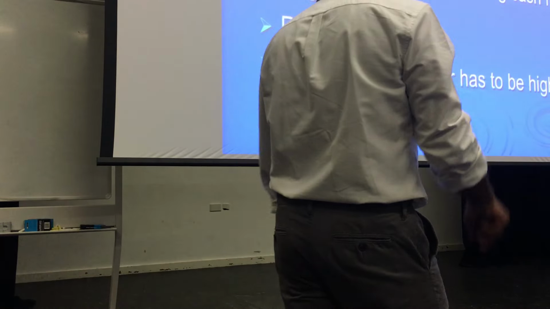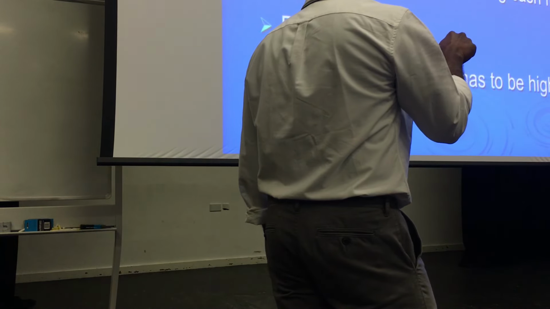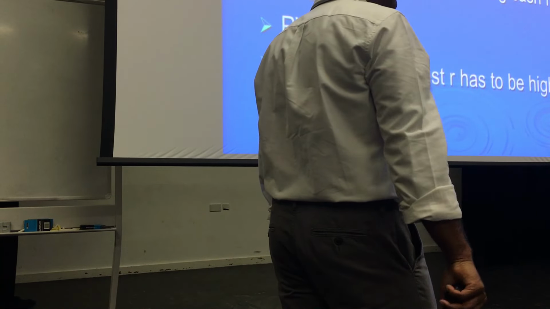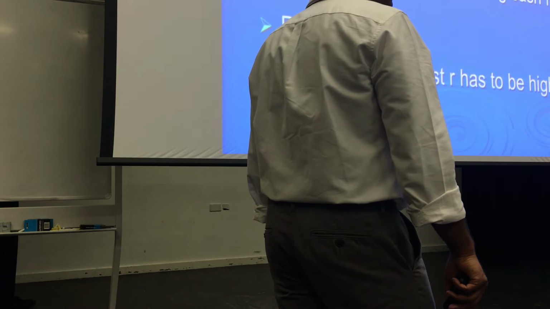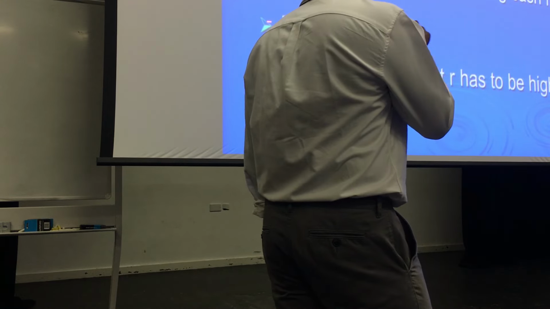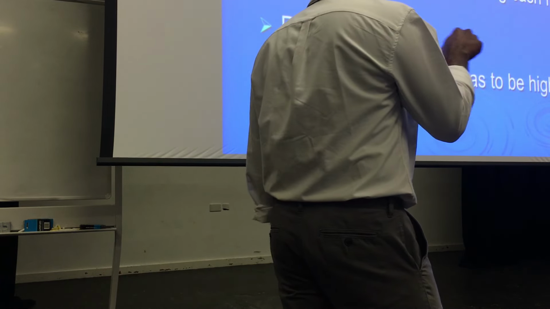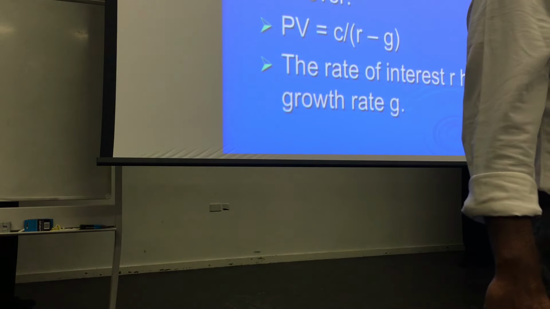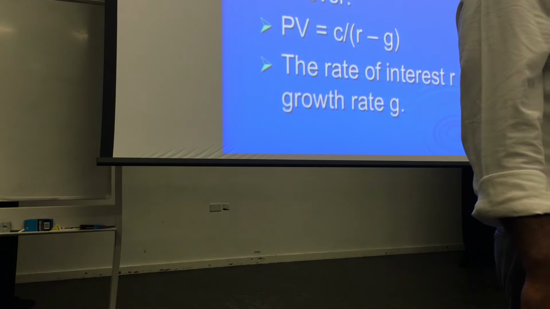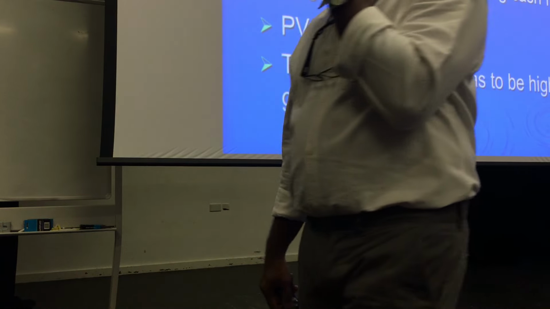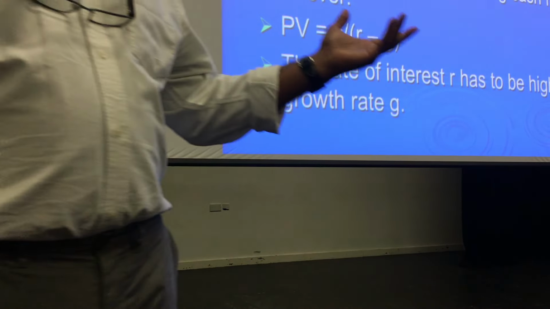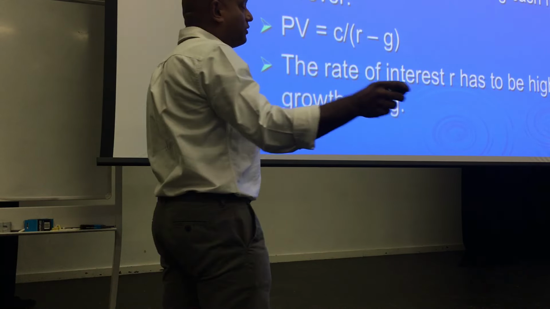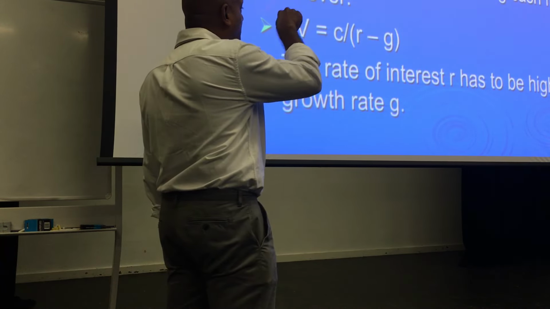G is the growth rate. G is the growth rate of the cash flow. Now, R has to be higher than G, right? By this equation, if you look at this simple formula, R has to be higher than G. Why is that? It cannot be negative. Otherwise, the present value will be negative. If G is higher than R, then in absolute value, this whole thing will be negative.